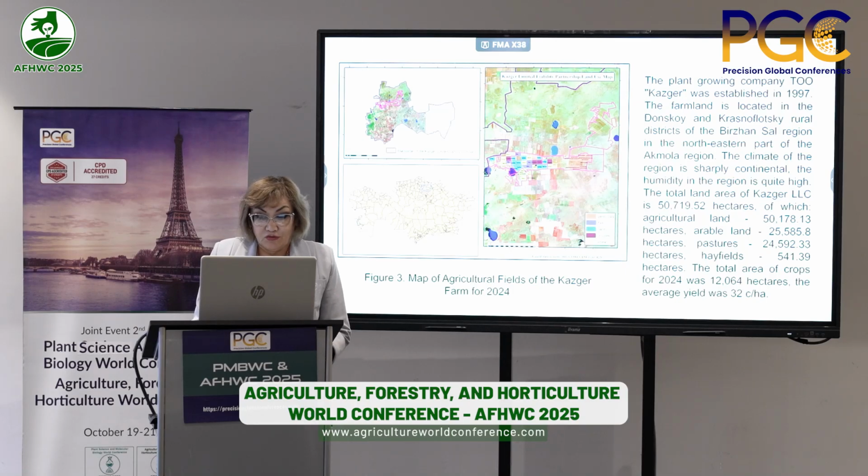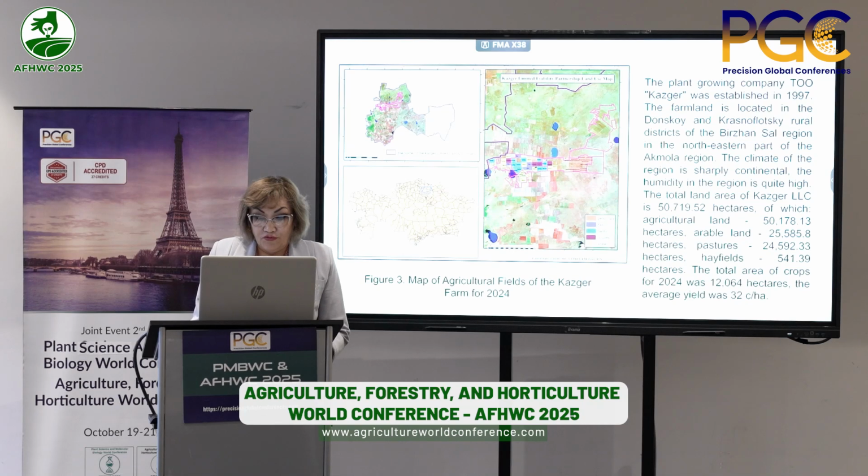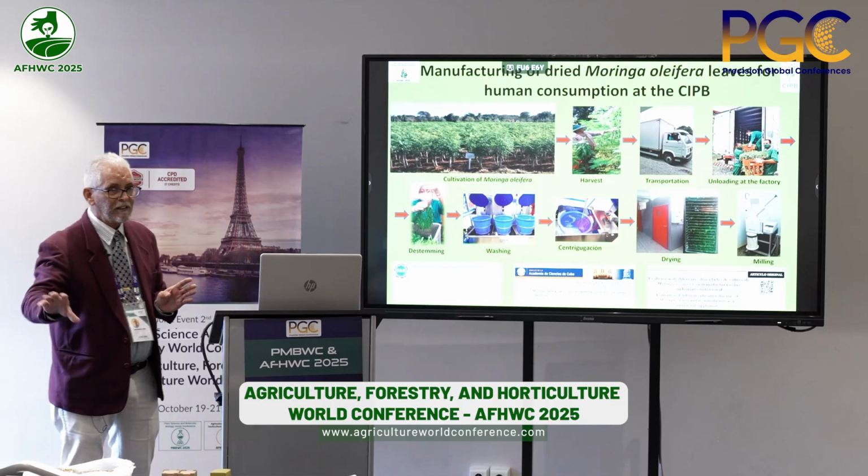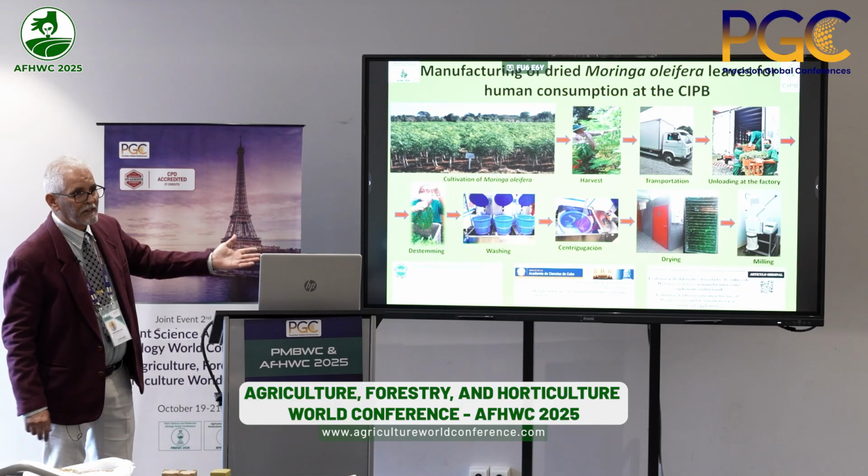The total land area of Kazgir is more than 50,000 hectares, of which agricultural land is more than 50,000 hectares, arable land more than 25 hectares, and pasture more than 24 hectares. The total area of crops for 2024 was more than 11,000 hectares. The average yield was 32 centners per 1 hectare, for animal feeding, and you produce it for human consumption.